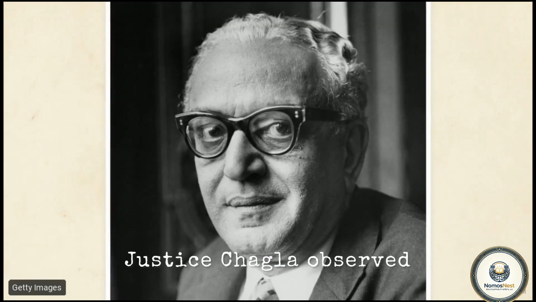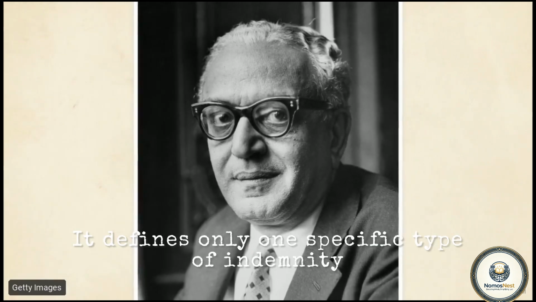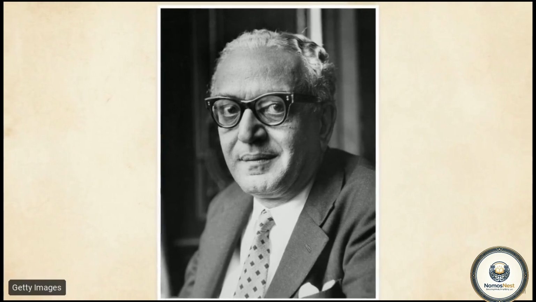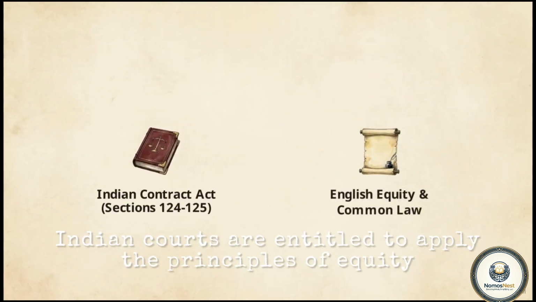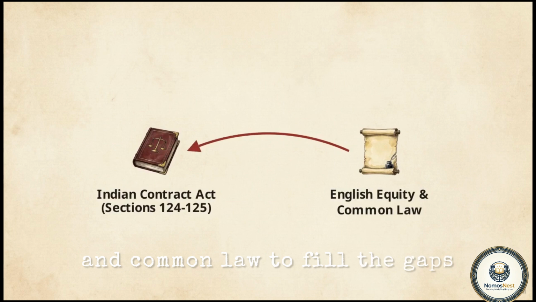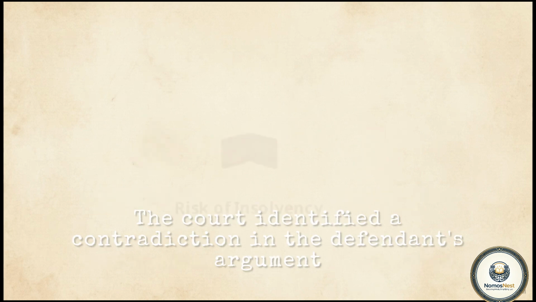Justice Chawla observed that the Indian Contract Act is not an exhaustive code. It defines only one specific type of indemnity, that caused by human agency. Where the act is silent, Indian courts are entitled to apply the principles of equity and common law to fill the gaps. The court identified a contradiction in the defendant's argument.